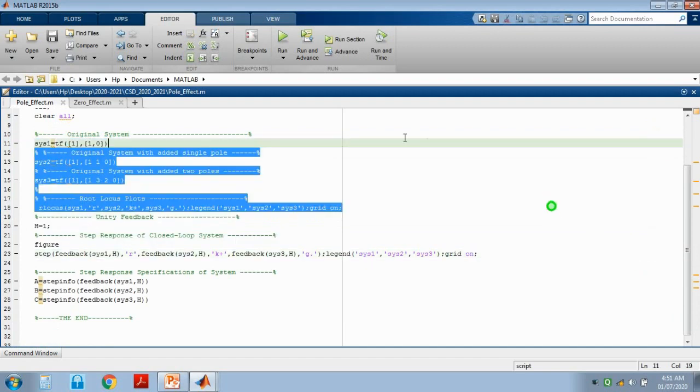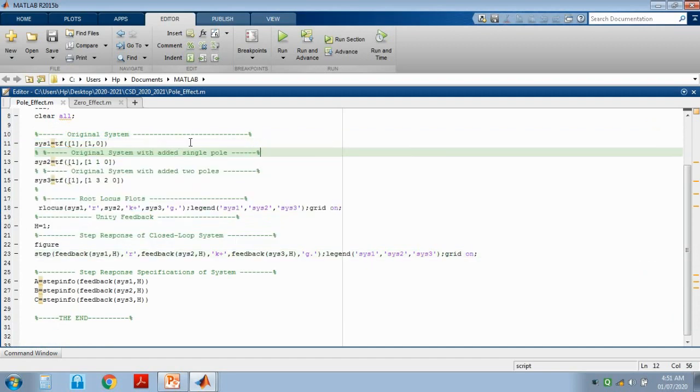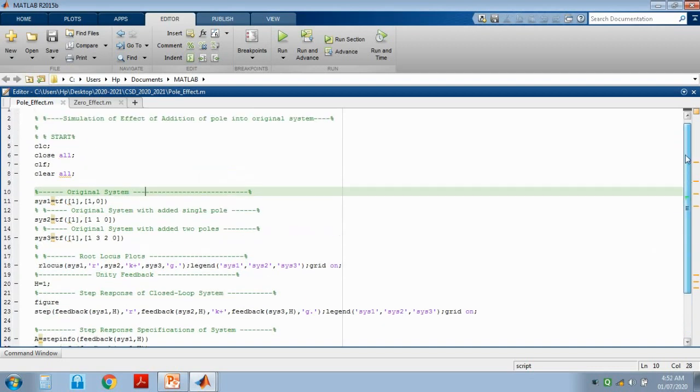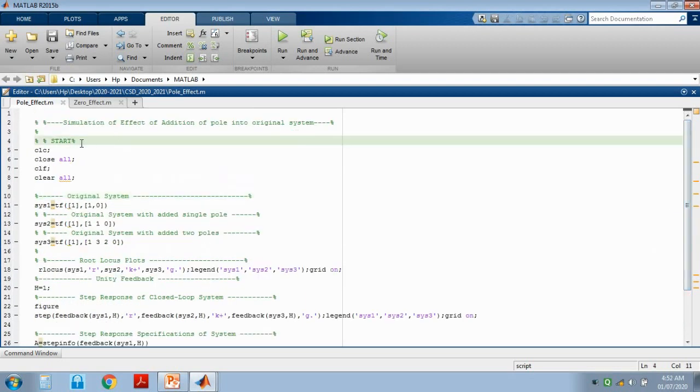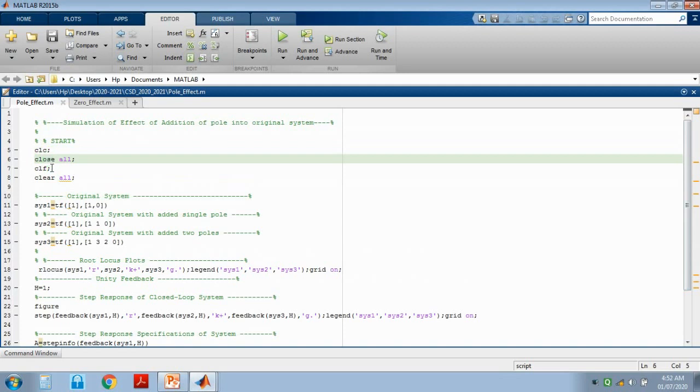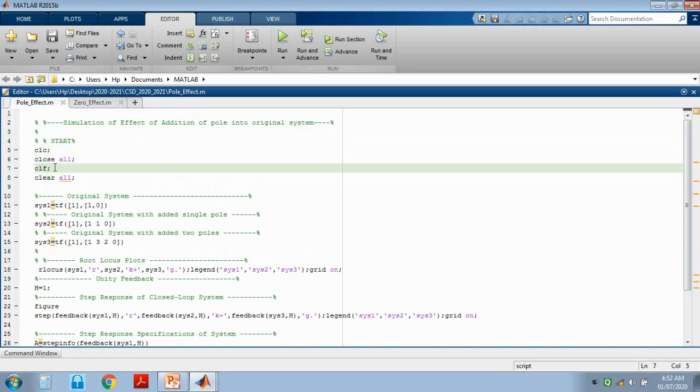Okay, so I have written one small code for the MATLAB simulation, so we'll discuss this. Here the small code is written in the MATLAB editor. Line number 5 to line number 8 is just initialization of MATLAB: clear command window, close all other files, clear all the variables, then clear the figure file.